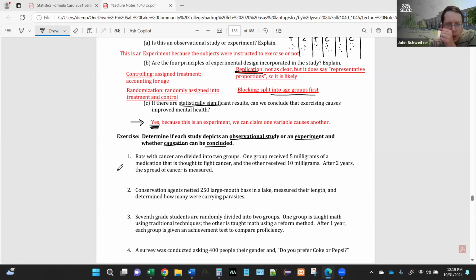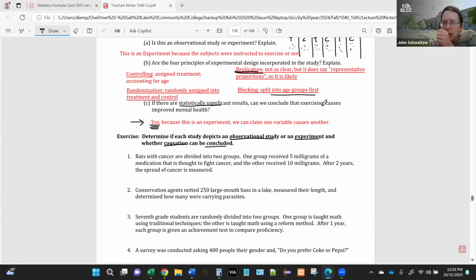Okay, so on number 1, we have rats with cancer. They're divided into 2 groups. One group received 5 milligrams of medication. The other received 10 milligrams. After 2 years, the spread of cancer is measured. Okay. So what do you guys think? Is this an experiment or an observational study? And then yes or no, can we conclude causation?